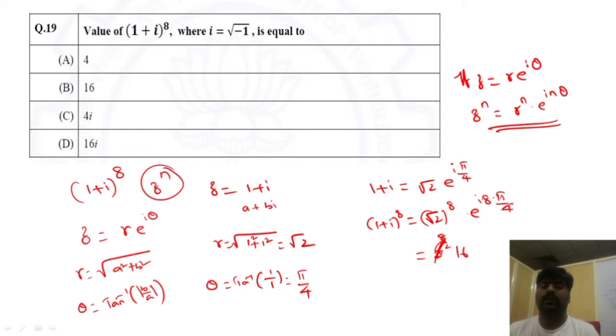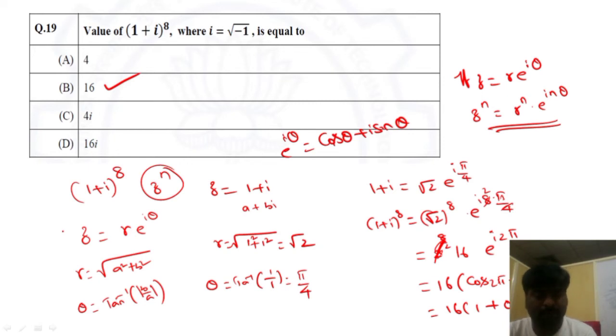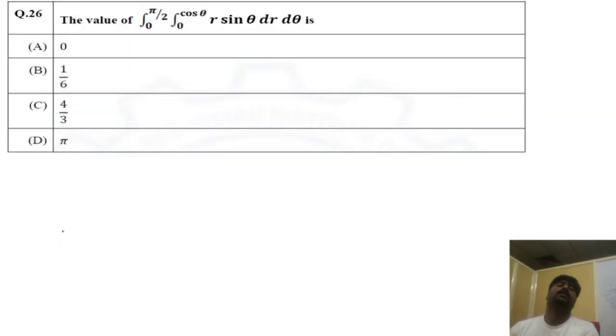So this will be 16 into e power i into 2 pi, and e power i theta is cos theta plus i sin theta. So cos 2 pi plus i sin 2 pi, and cos 2 pi you know is 1, and sin 2 pi you know is 0. This will be 16, so the answer will be 16. This is also a very simple basic question, we can easily answer this. Now we go for another one.